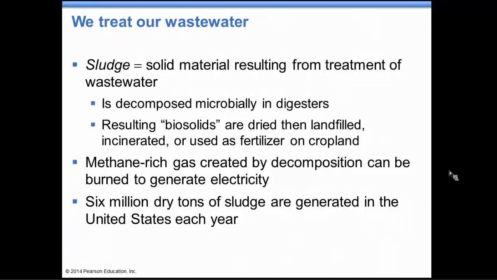Oh, another byproduct that we don't think about and isn't talked about too much is sludge. It's a solid material resulting from treatment of wastewater. It's decomposed by microbes in digesters. It results in biosolids that are then landfilled, incinerated, or used as fertilizer on cropland. Methane-rich gas created by decomposition can be burned to generate electricity, and 6 million dry tons of sludge are generated in the United States each year.